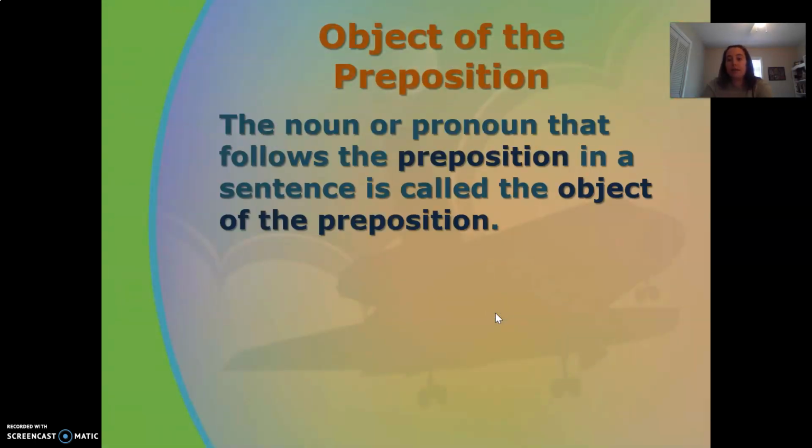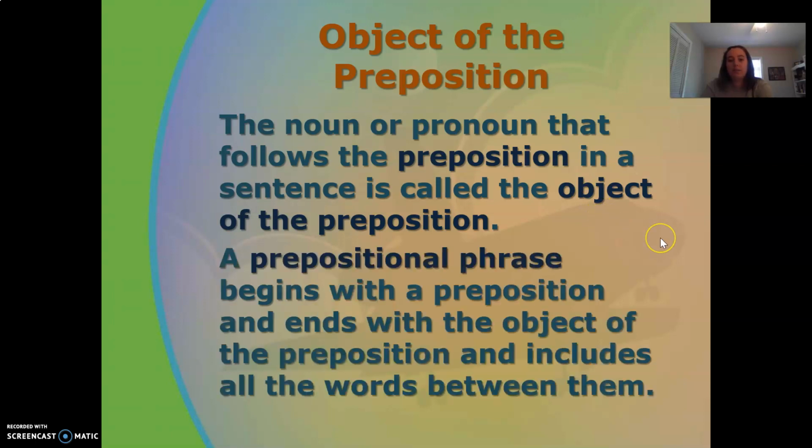So that word that the subject is connected to is called the object of the preposition. The noun or pronoun that follows the preposition in a sentence is called the object of the preposition. A prepositional phrase begins with a preposition and ends with the object of the preposition and includes all of the words between them. The words that would come between them would be adjectives. That's it. Couldn't be anything else.